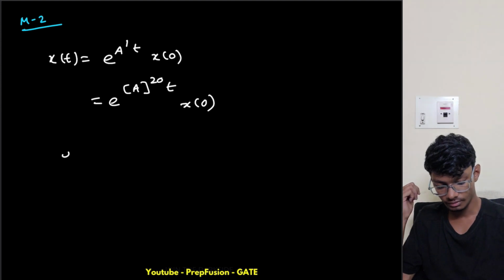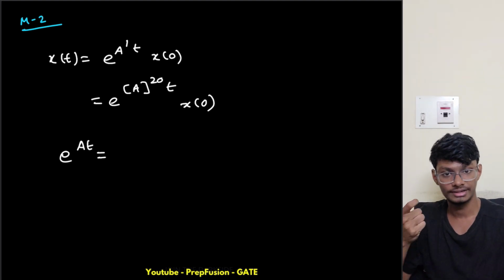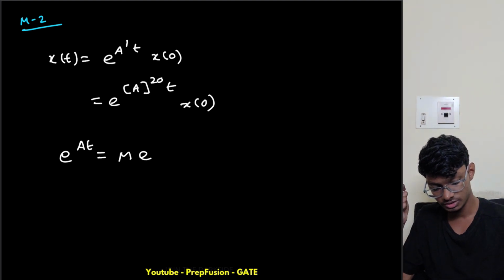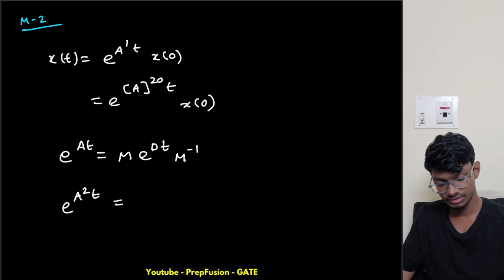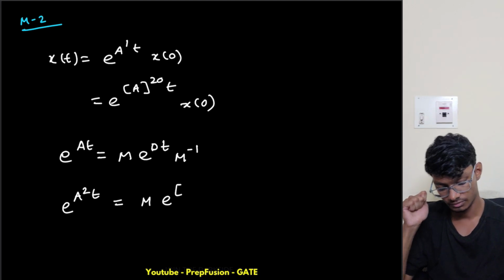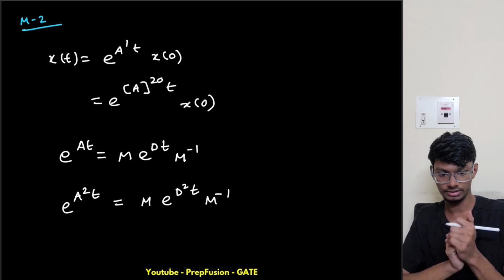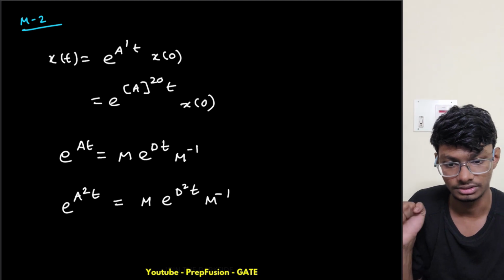So what is e raised to power At equal to? I've already proved this: it is M e raised to power Dt M inverse. So what is e raised to power A square t? It is simply e raised to power D square t. I hope you are understanding the analogy now. It is simple: for A square it becomes D square, only that change, and the eigenvectors remain the same. This is the important point to note here.